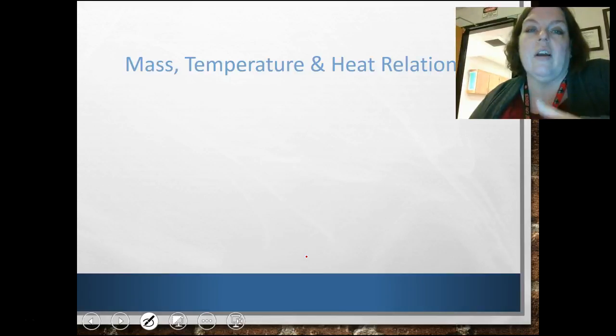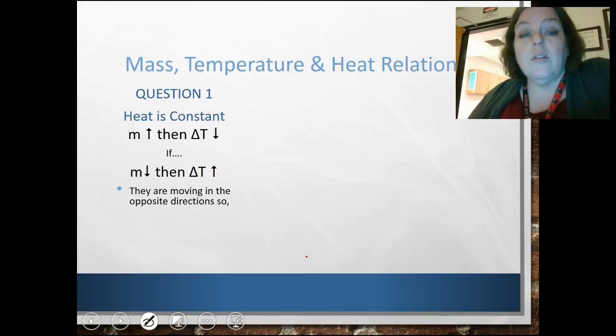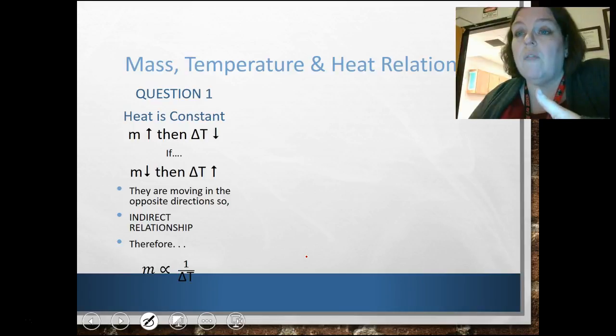So let's look at what we did. In question 1, we found that heat was held constant. Heat was the same. So when mass went up, then delta T went down, and if mass went down, then delta T went up. So they're moving in opposite directions. So what do we know about them? We know that they're an indirect relationship. Therefore, mass is proportional to 1 over delta T.